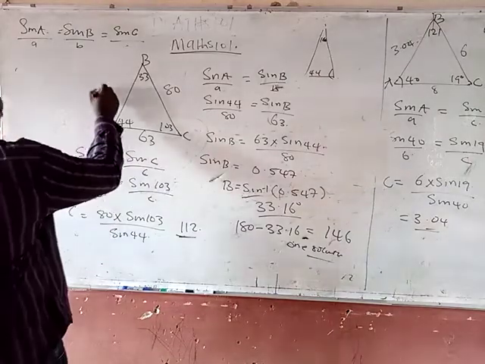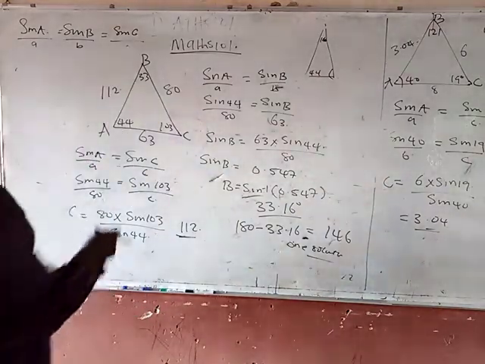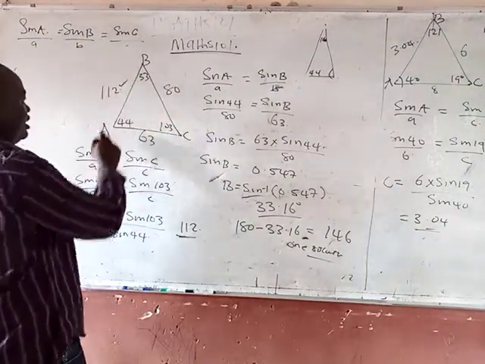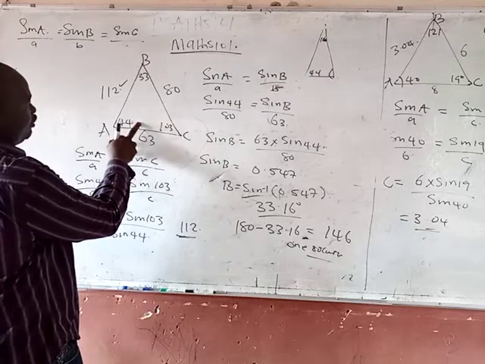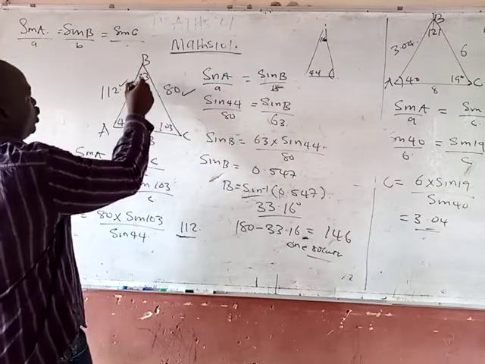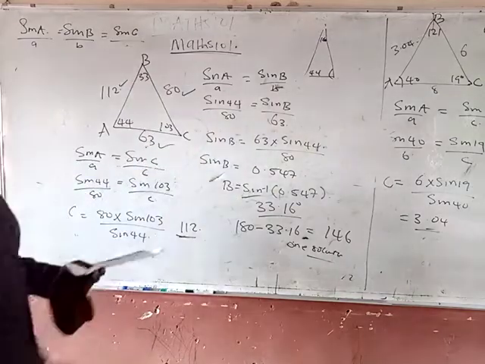So look at it. Confirm your answer and know if it is correct. The highest angle here is 103, and it has the higher side of 112, so you are correct here. The second highest is 44, which has a side of 80. You are correct. The lowest is 33, and the side is 63. So you are correct. So you have a solution.